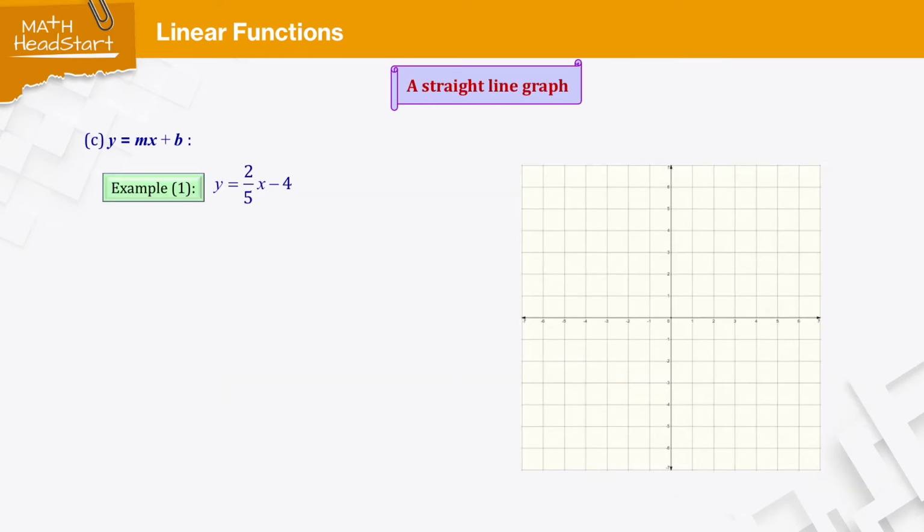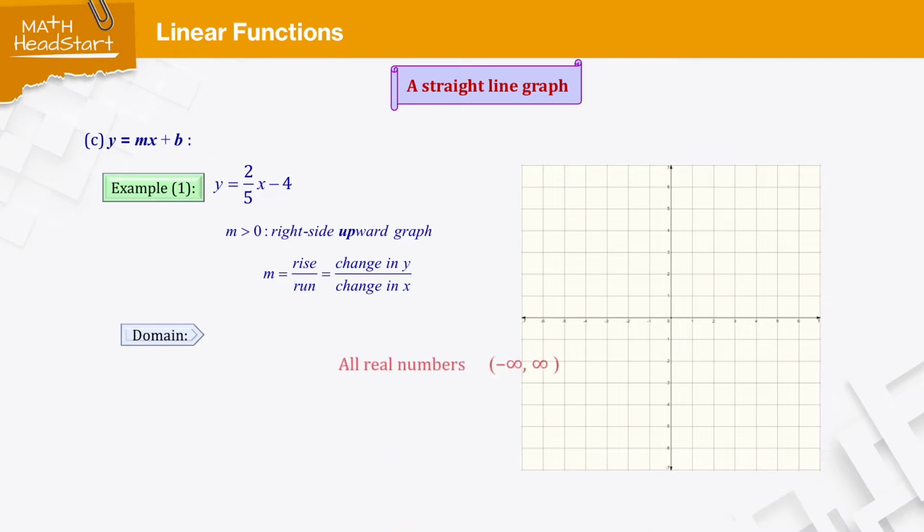Let's take a look at a couple of examples for the third type. The first one is y equals 2/5 x minus 4. Since the slope 2/5 is positive, we have a right side upwards graph for this. We can take any real numbers for the domain and range.